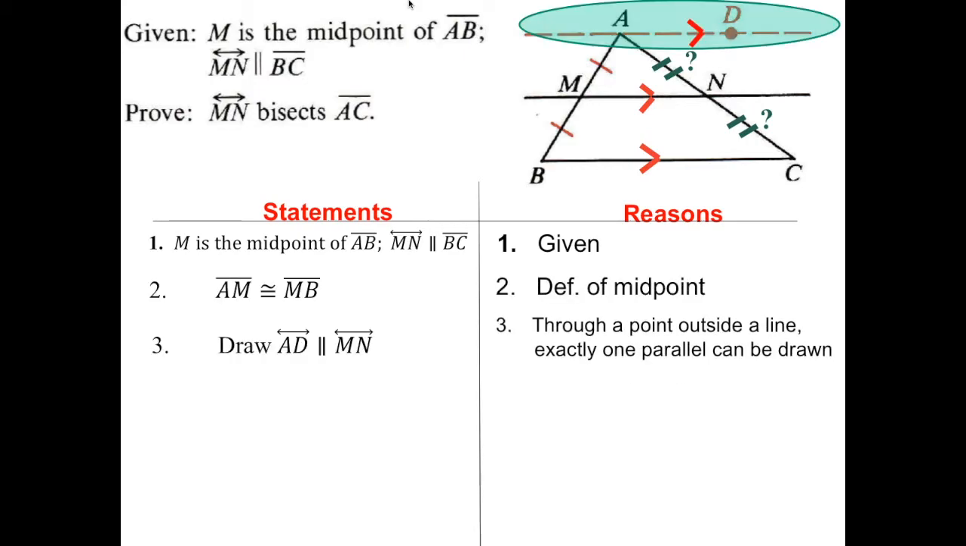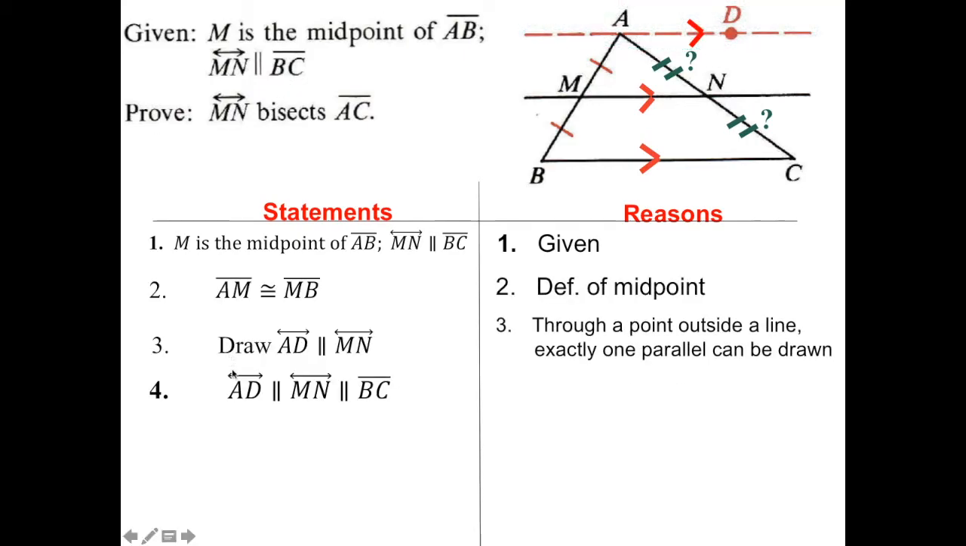So really the only new information that I have right here is that I'm just trying to get AD parallel to BC so that I can say this. Because I already know that this is true. I already know that that is true. So if it's not transitivity, what is it? It's that weird one where they kind of word out transitivity.